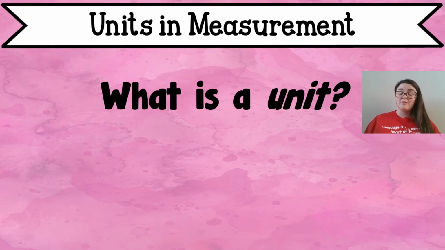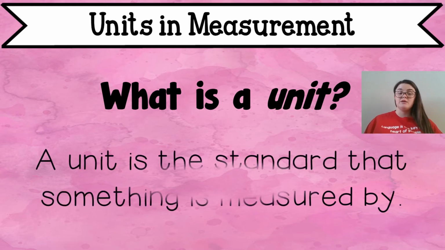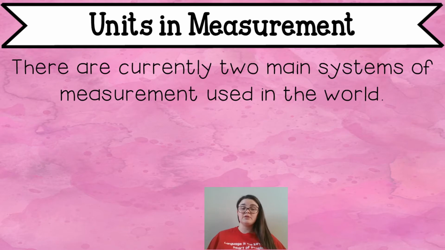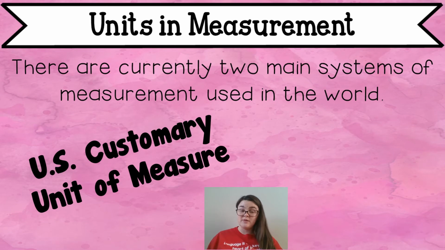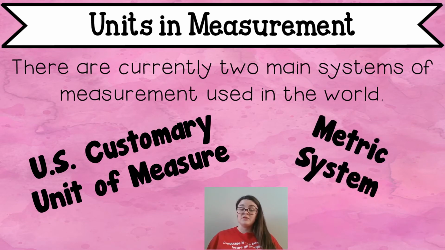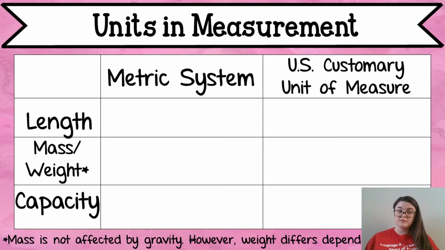So when we're talking about units of measurement, we need to know what a unit is. A unit is the standard that something is measured by. There are currently two main systems of measurement used in the world. Can you remember what those two forms of measurement are called? The first one we learned last time, that's customary measurement. This is what we use in the United States. Our second version is called the metric system. This is what the rest of the world will use.